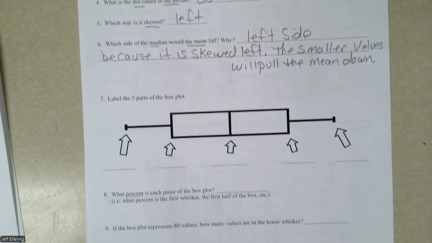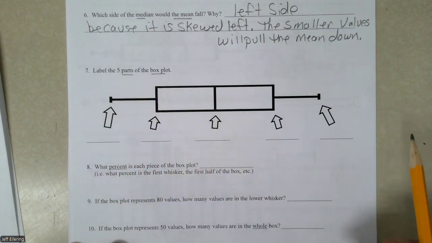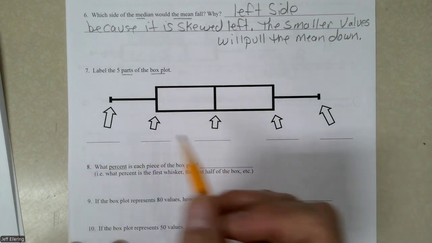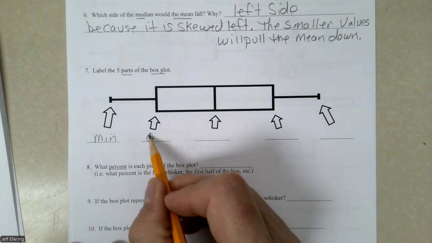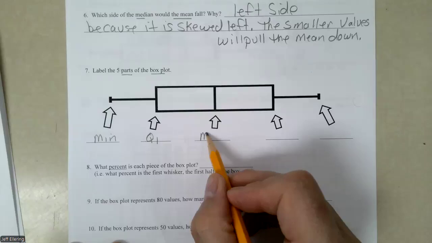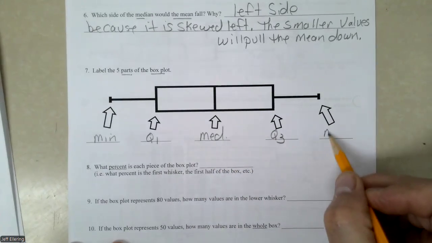All right, number 7, label the 5 parts of the box plot. Well, we just went over this on the front. This is our minimum. This is Q1. This is our median. This is quartile 3. And this is our maximum.